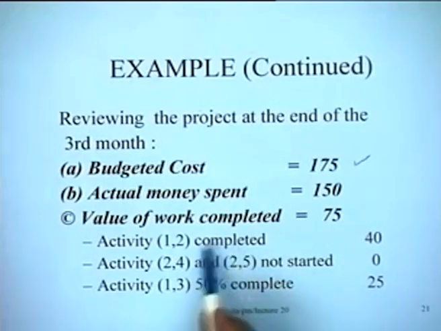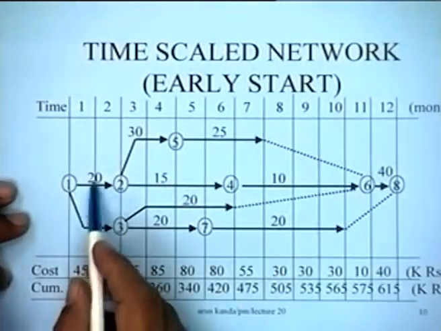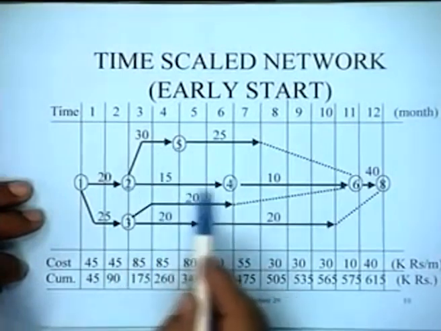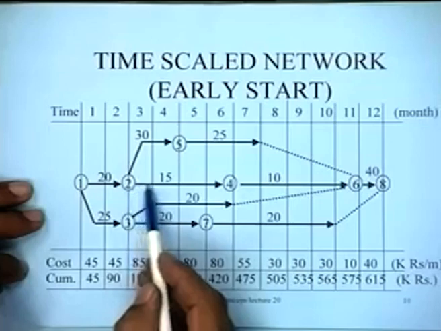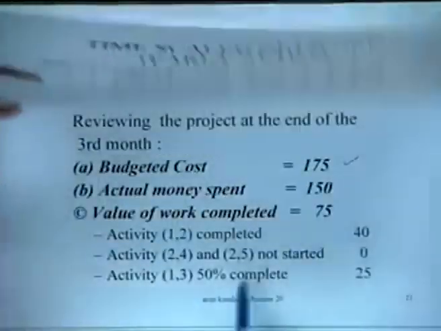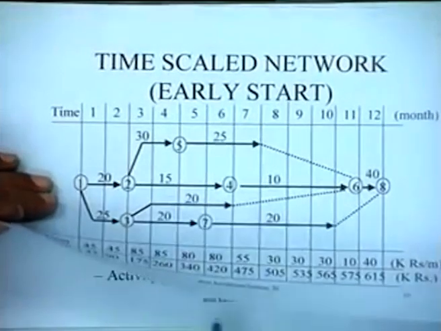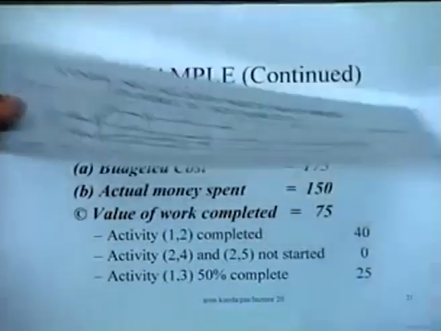And as per plan, activity 1-2 has a cost of 40. And activities 2-5 and 2-4 have not yet been started, whereas they should have been started by the end of the third month. We should have done this much and this much of these. These are not yet done. And activity 1-3 is this one, and this is only 50% complete. Out of 2 months worth, it's only 50% complete.